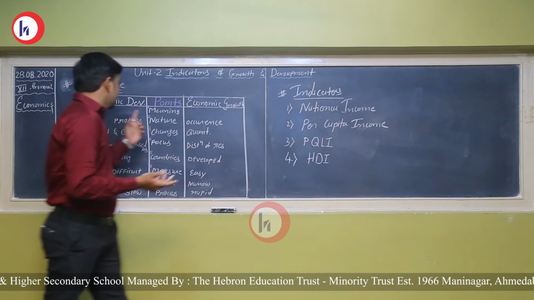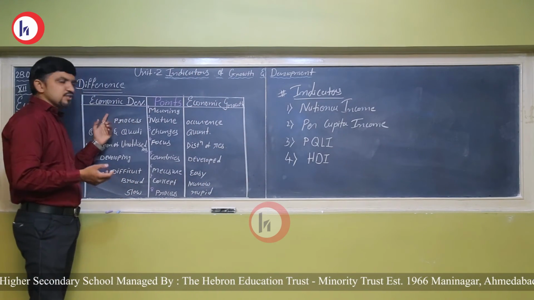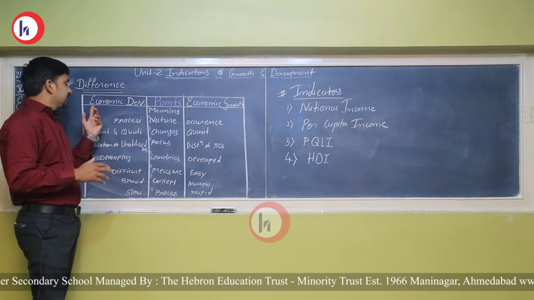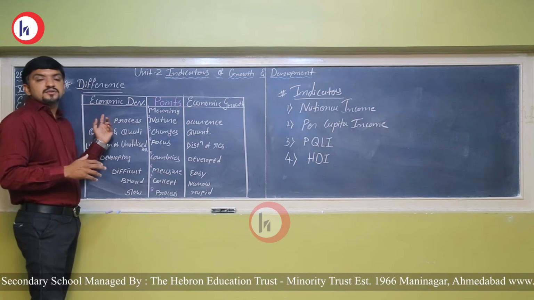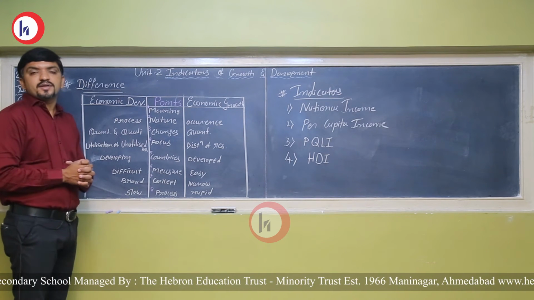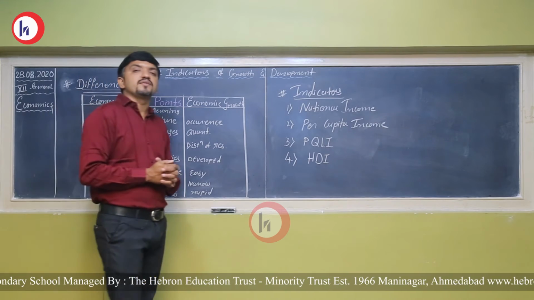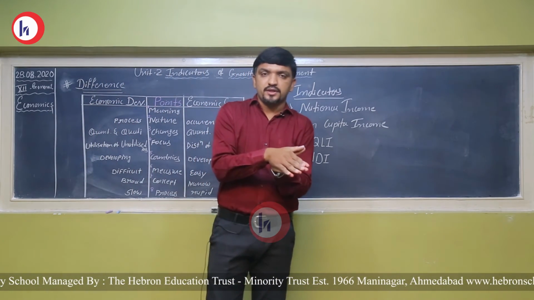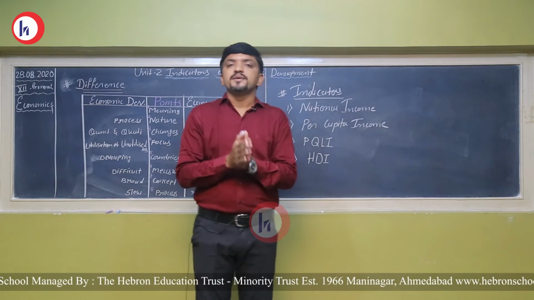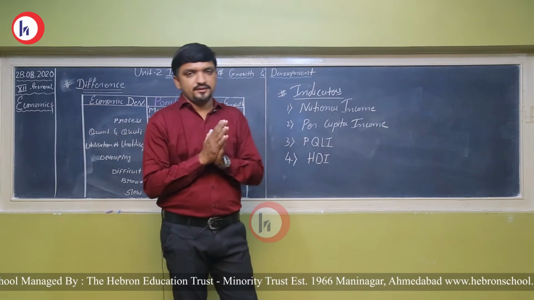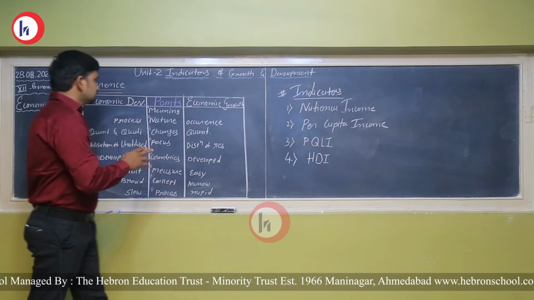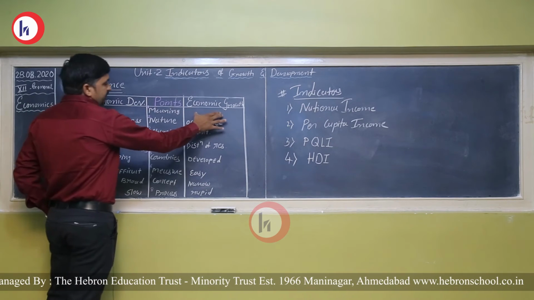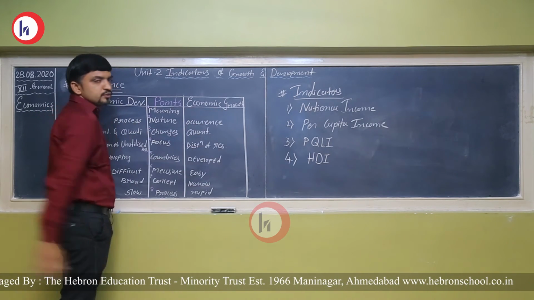If you write economic development is a multi-dimensional process, okay, that's also right. And if you write economic development refers to the continuous rise in the national income, per capita income and standard of living for a longer period due to change in the factors of production and production technique, that is also right. So number 1 is meaning. Meaning of economic development, meaning of economic growth.